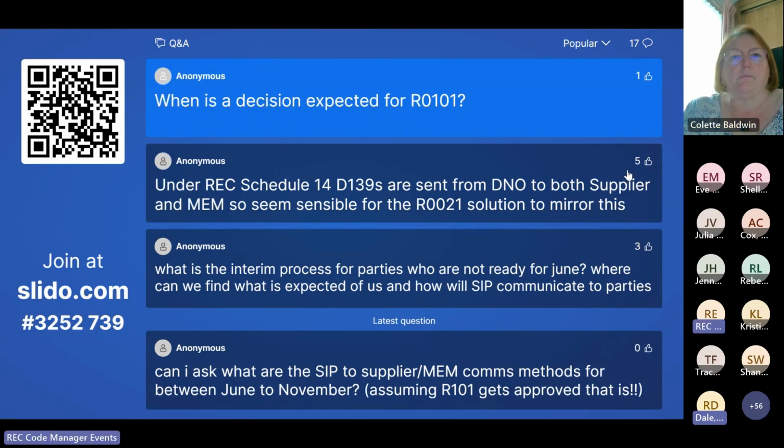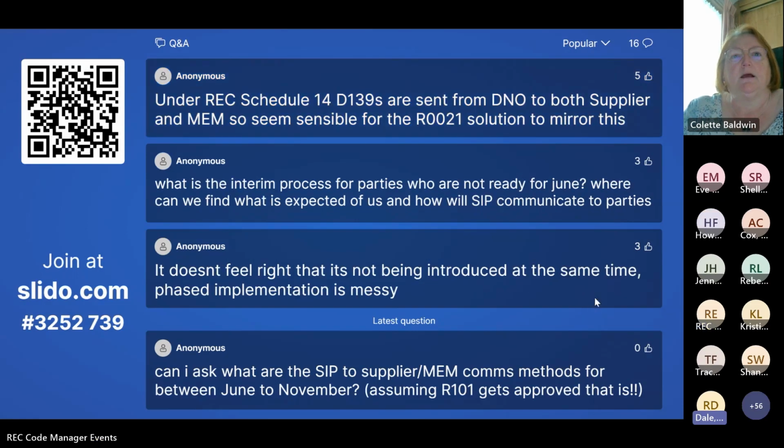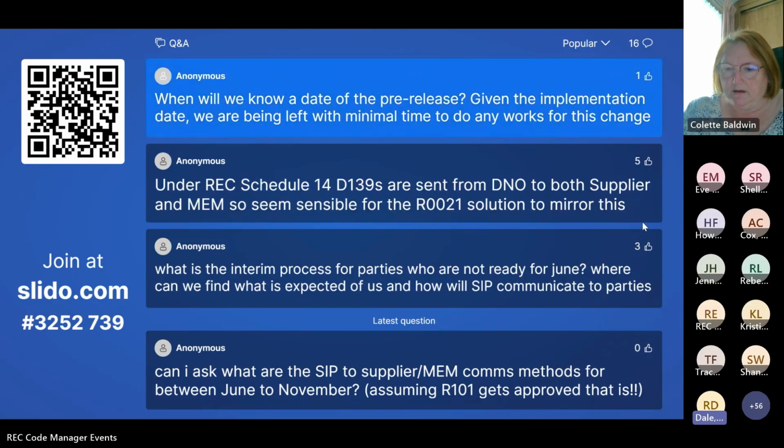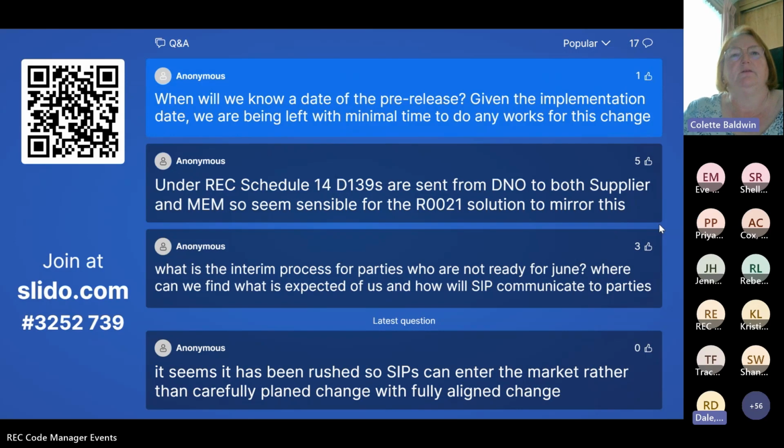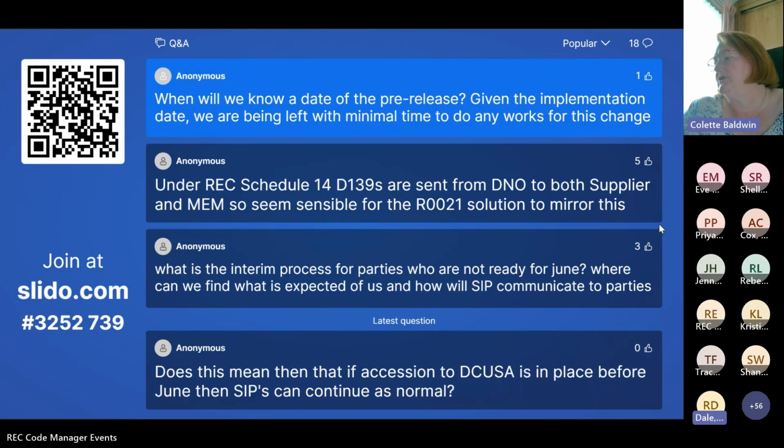Right, and will that directly impact the date of the pre-release? I've just been sent a message to say that RTS are planning to provide the pre-release information on the 30th of May on the basis of a decision being made by the MEP on the 26th.